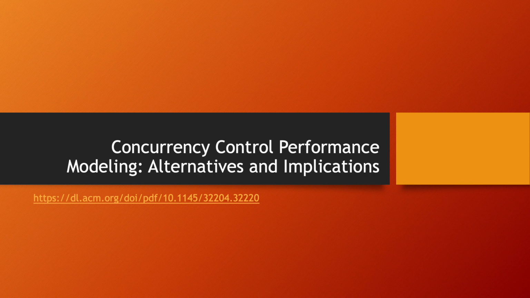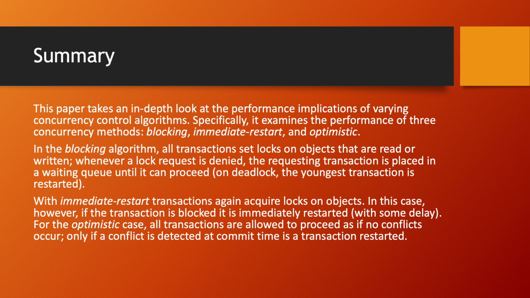The paper of the day is Concurrency Control Performance Modeling, Alternatives and Implications. This paper takes an in-depth look at the performance implications of varying concurrency control algorithms. Specifically, it examines the performance of three concurrency methods: blocking, immediate restart, and optimistic.